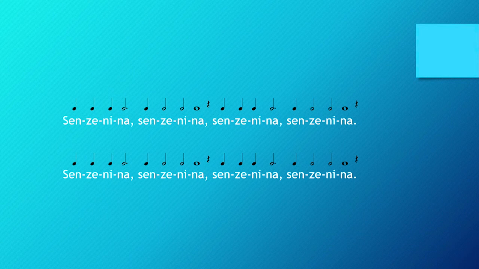Now, this is what senzeni na should look like if we notate it correctly with that 1 beat of silence where we breathe, so that all of the beats will calculate correctly.